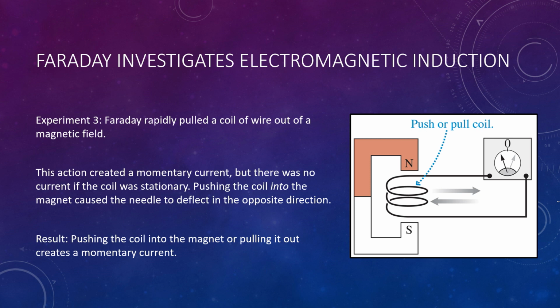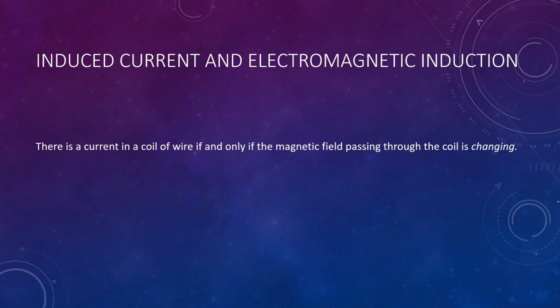So we can summarize these ideas. There is a current in a coil of wire if and only if the magnetic field passing through that coil is changing. So in all three of our experiments, it was only when the magnetic field was changing that we saw a current. And we arrived at that in one of three different ways.